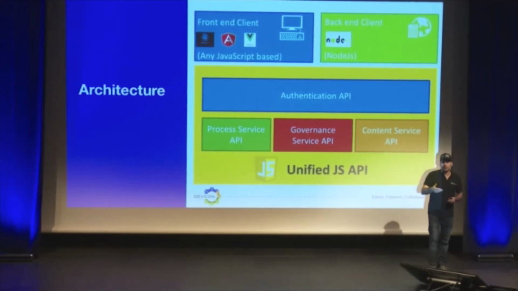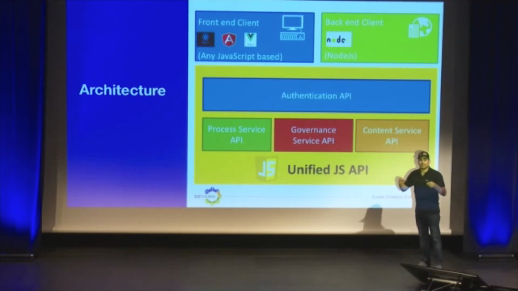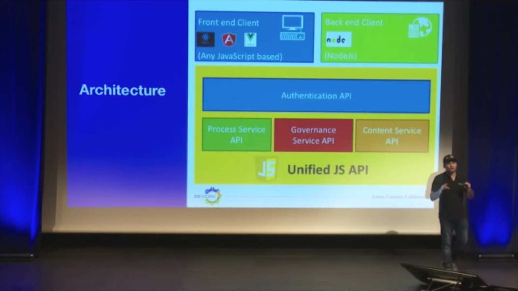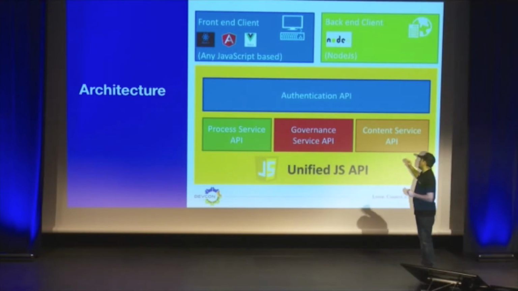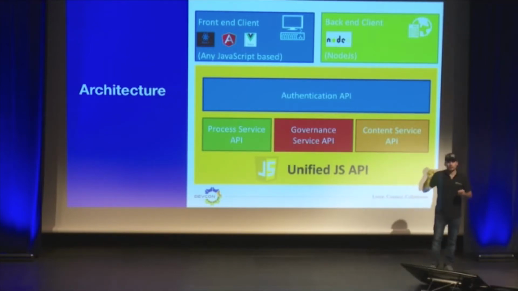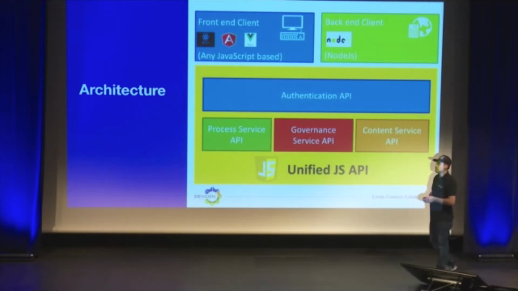I'm pretty sure many of you, if you have used the content and the process together, also the governance, have found yourselves writing some hack code to have consistent authentication on the process and on the content. Using the Alfresco JavaScript API, you don't have to care about writing this code. We have done it for you, so you can move to the next step and concentrate on the domain of your problem.